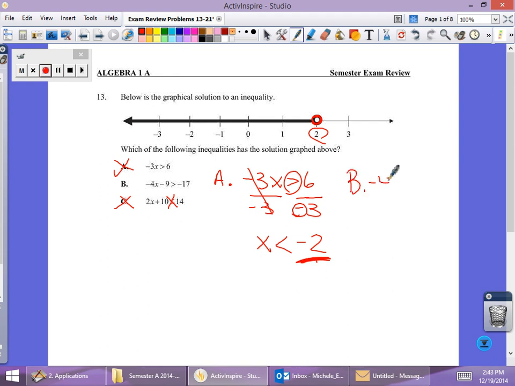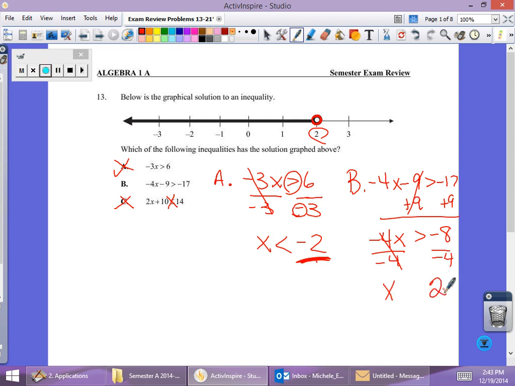If I start with -4x minus 9 is greater than -17, I'll do +9 on both sides. Bring down -4x greater than -17 plus 9 is -8. Divide both sides by -4. The -4's cancel. I get X. -8 divided by -4 is +2. And again, because we're dividing by a negative, the sign switches. So I do have a less than, I do have 2. The less than would have the arrow going to the left. So my answer is B.